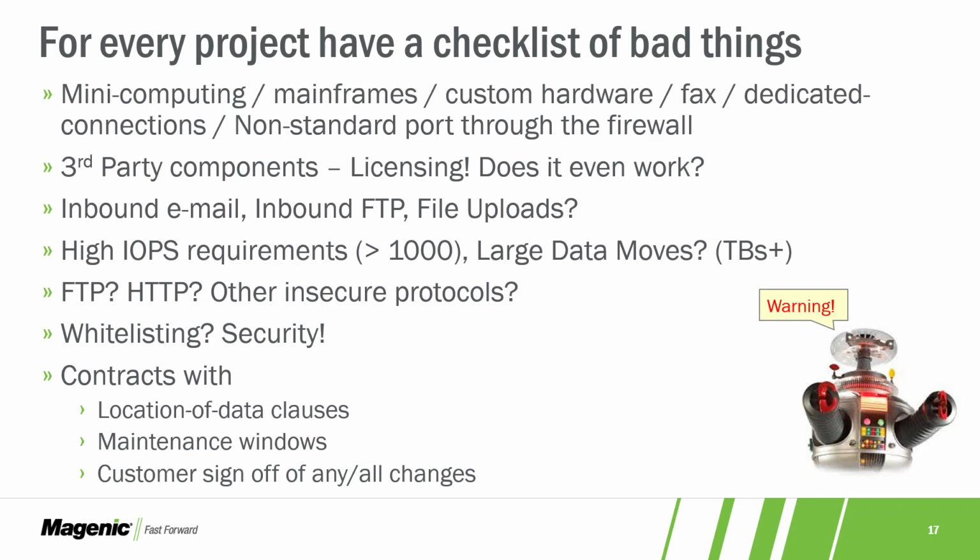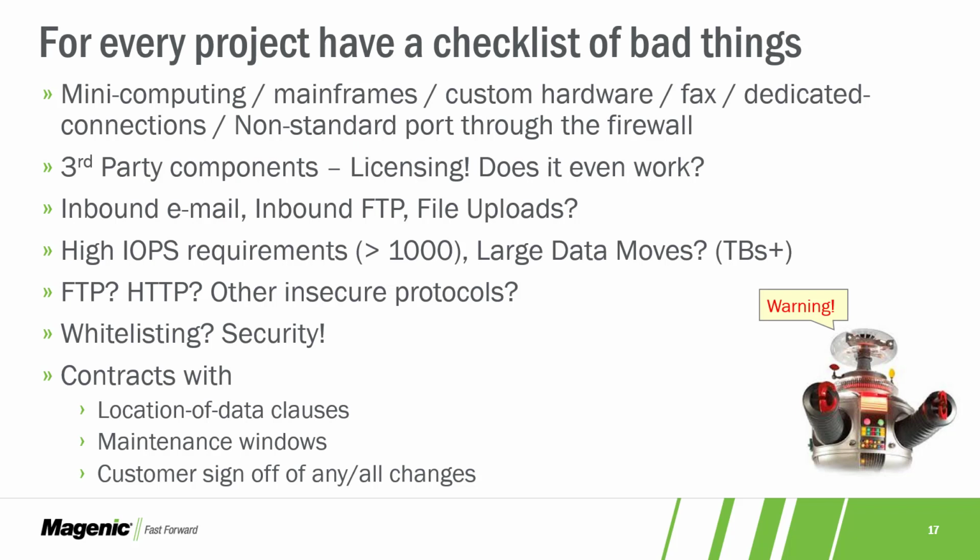So here are some things that historically we have noticed make migrations to the cloud kind of miserable. Mini computing mainframes, custom hardware, fax, dedicated connections, odd ports to the firewall. One thing that we've noticed is that there's nothing like moving your data center to bring up to InfoSec and compliance all the ways that you violated the InfoSec and compliance policy as an application system. And probably the people who did it are long gone, and you've just been quietly living with it if you're an app owner, but that doesn't make it okay.